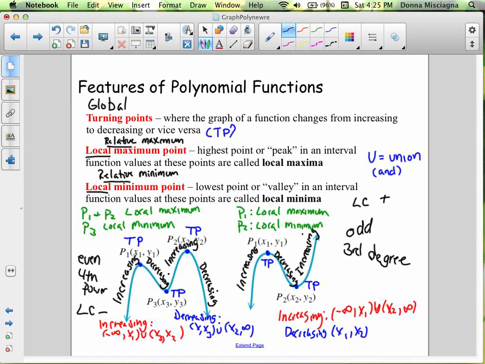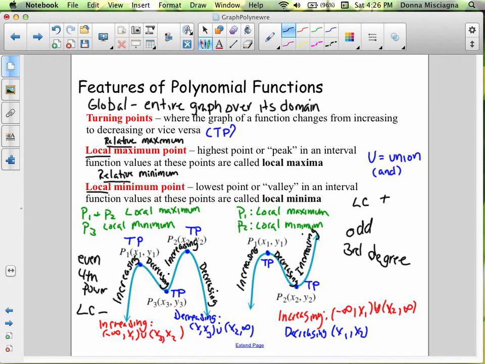And by the way, you can add the TP there for toilet paper. Nah, turning point. So global means the entire graph. And for polynomials, that would mean from negative infinity to infinity. Okay? Not the entire graph we see. The entire graph over its domain. Right? So the entire graph over its entire domain, that's global.